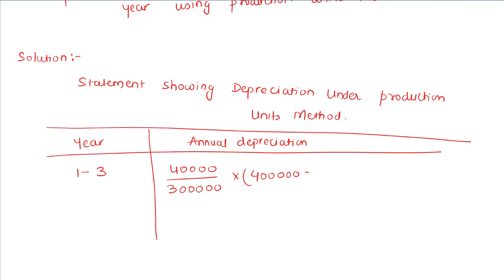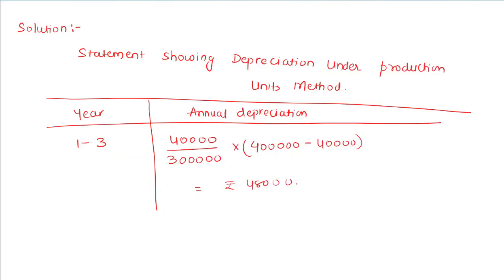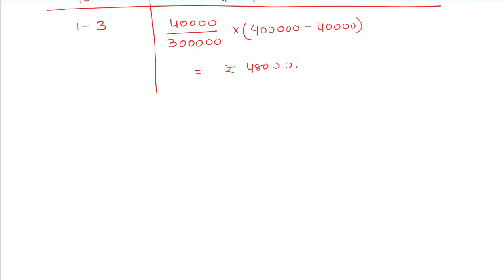The cost of the asset is 4 lakh minus the residual value of 40,000. So 40,000 divided by 3 lakh multiplied by 4 lakh minus 40,000. This is 48,000. So years 1, 2, 3 are done.